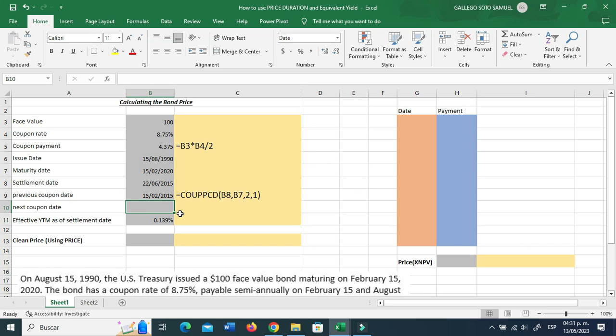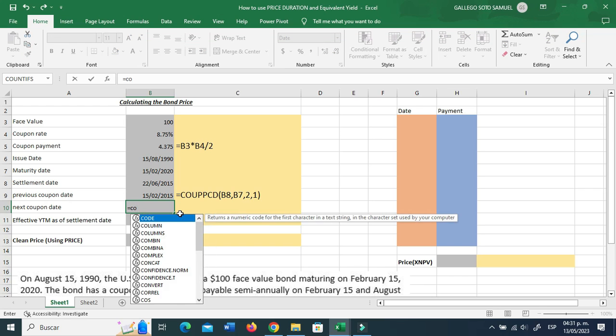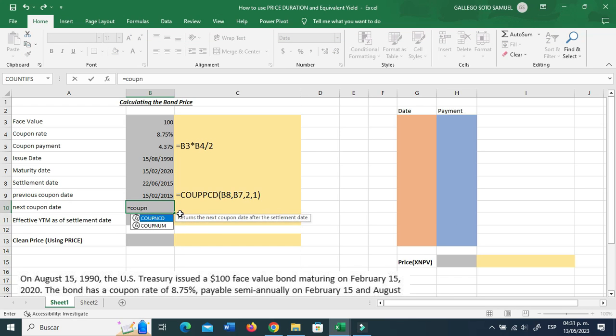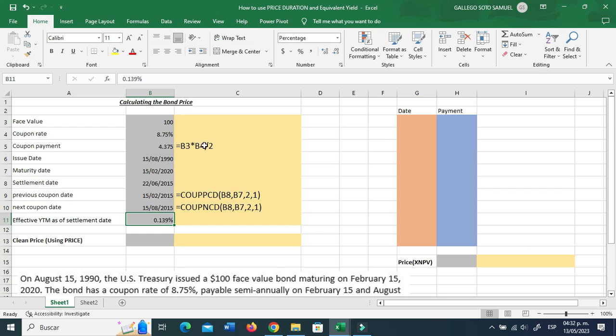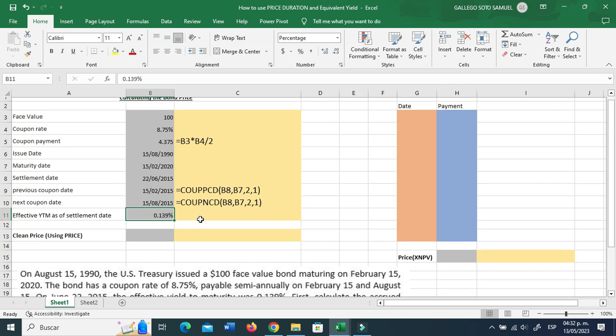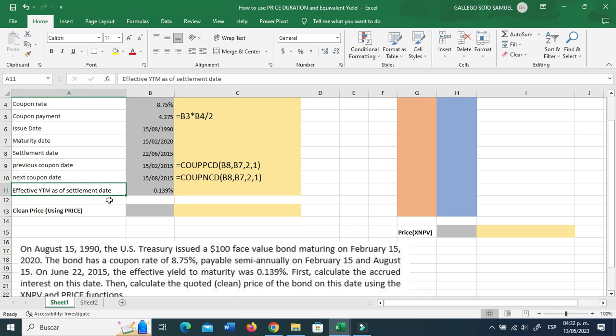Now for the next coupon, just go ahead and do COUPNCD, or what I call coupon next. For the settlement, we'll just go ahead and punch exactly the same values, and the maturity, the frequency and the basis. As you can see the formulation over here, that's pretty straightforward for you. And then this is the effective YTM as of settlement date.